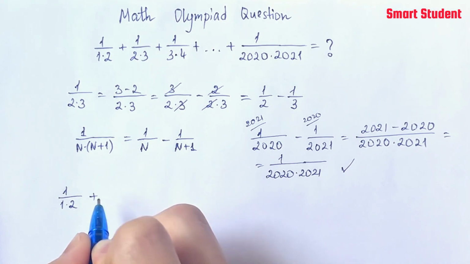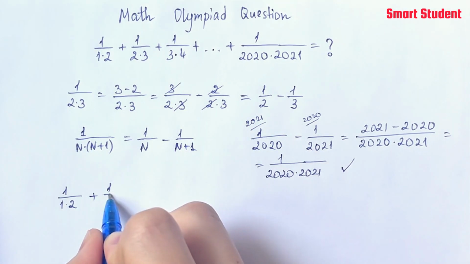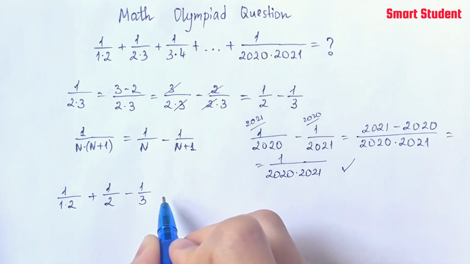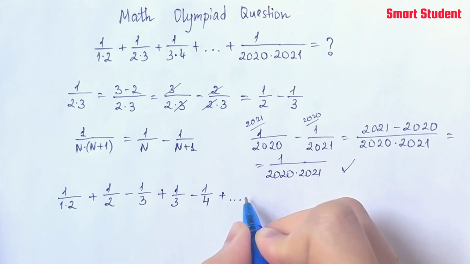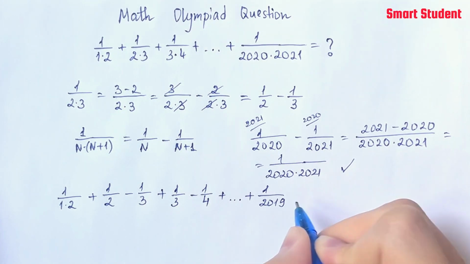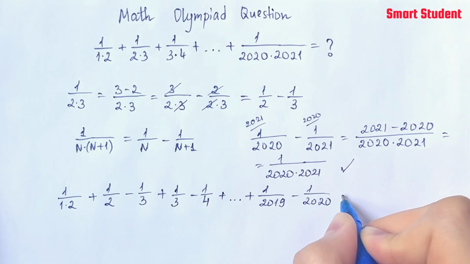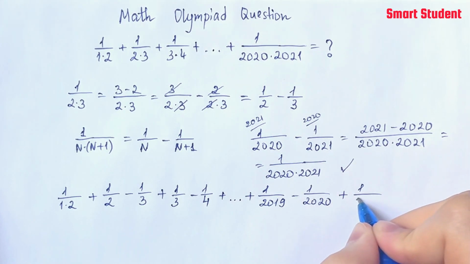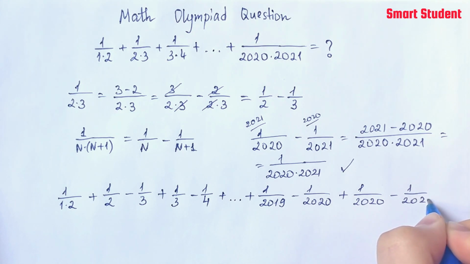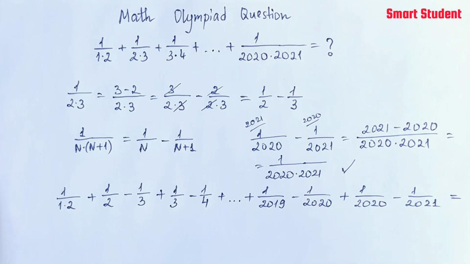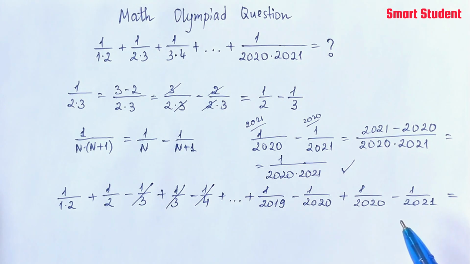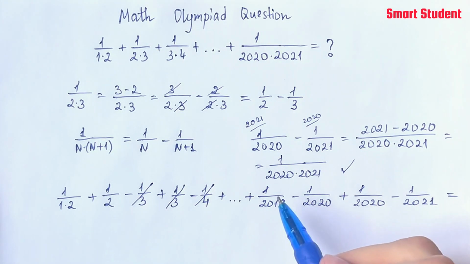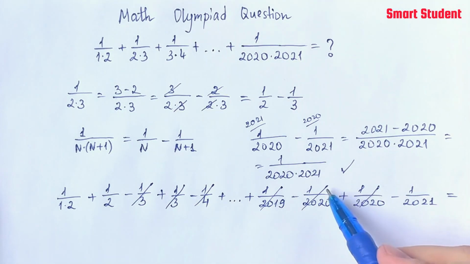1/2 plus 1/2 minus 1/3 plus 1/3 minus 1/4 and so on. We can see that almost everything can be cancelled. See, minus 1/3 plus 1/3 minus 1/4 and there will be plus 1/4 somewhere and everything will be cancelled.